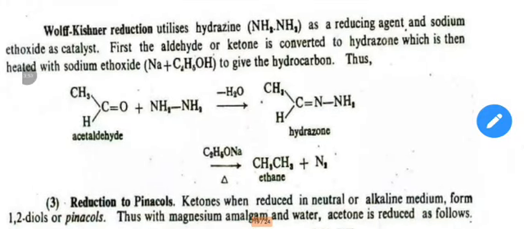Then Wolff-Kishner reduction utilizes hydrazine, NH2NH2, as a reducing agent and a base as a catalyst. In this method, hydrazine is the reducing agent and base is the catalyst. First, the aldehyde or ketone is converted into hydrazone, which is then heated with sodium ethoxide in C2H5OH to give the hydrocarbons.